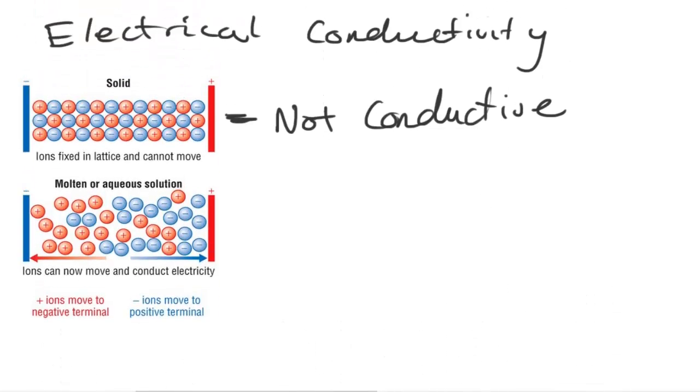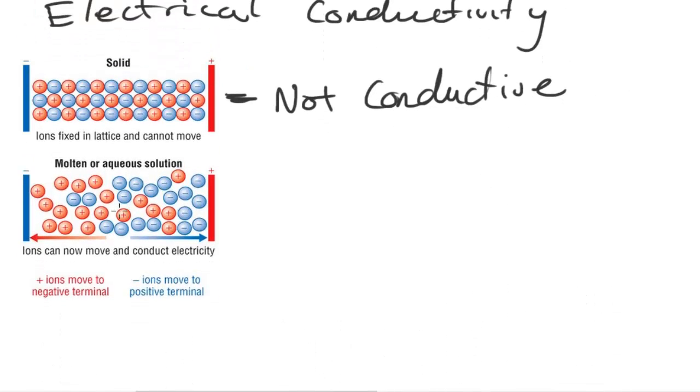Whereas when you melt them, something changes. The ions are now free to move around. They can move to the left, to the right, up, down. They can move in different directions, bounce off each other, and move from positive terminal to negative terminal, and basically allow electrical charge or electrical current to flow. And so when they're molten or in aqueous solution, and that means when they're dissolved in water, so either melted or dissolved in water, they do conduct electricity. They are conductive.